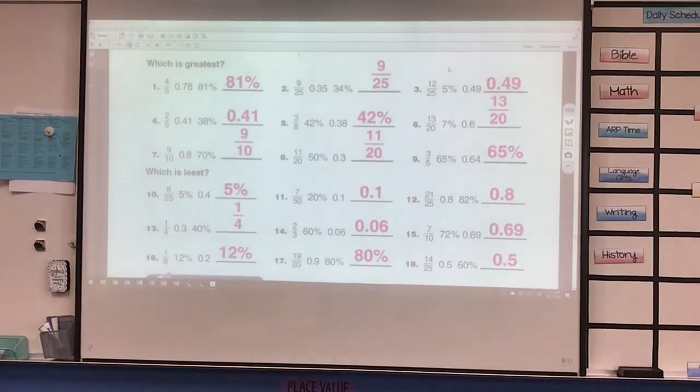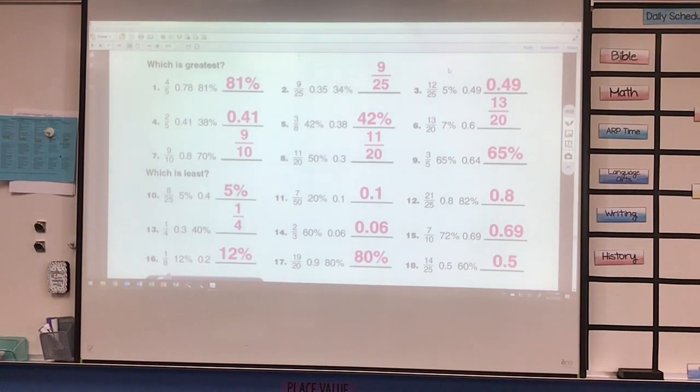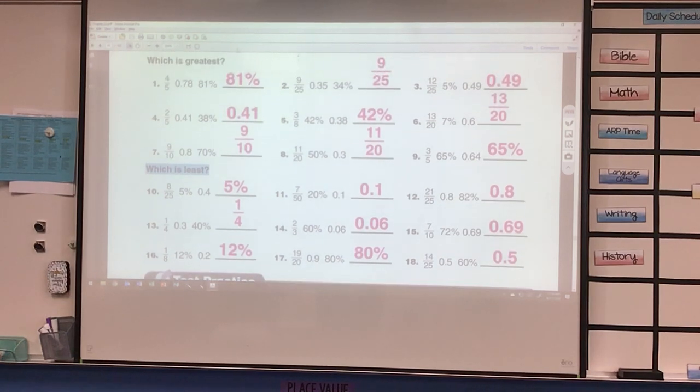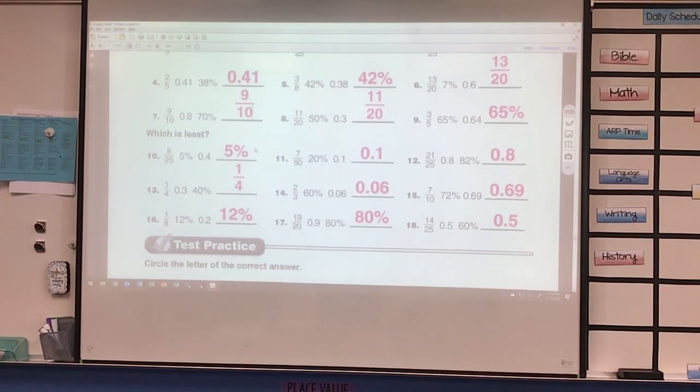Alright, so on the board is the practice book page. You can see all of them up to 18 up there. So 1, 81%, number 2, 9 over 25, number 3, 49 hundredths, 41 hundredths, 42%, 13 over 20, 9 over 10, 11 over 20, 65%. Here it was asking for the least. Be careful of that because this was asking for greatest, but this is asking for least. So number 10 is 5%.